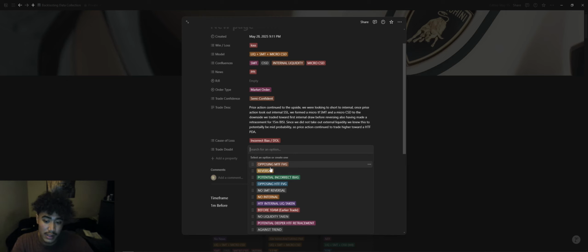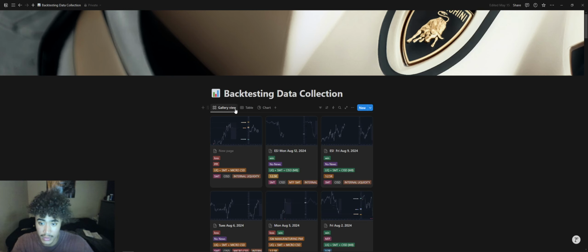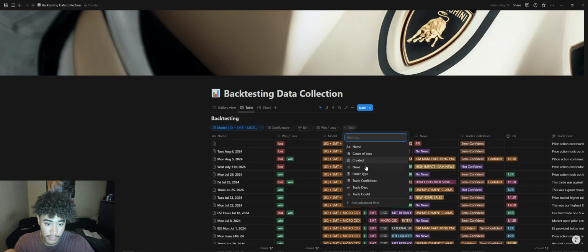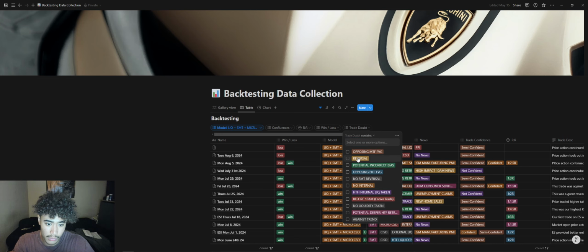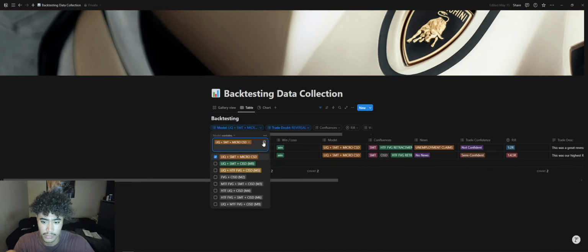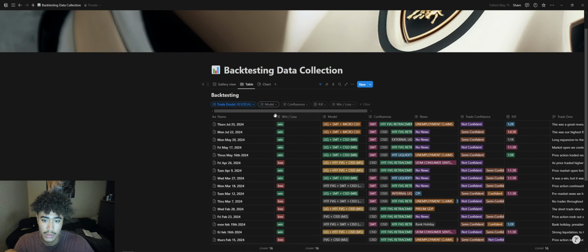A lot of trade doubt, if I filter it right here, you could see in the beginning when I was getting used to my liquidity sweep, SMT, change state of delivery, a lot of my trade doubt was on reversals. So if I go right here, filter, trade doubt, reversal, not win. I'll just remove this as a whole.